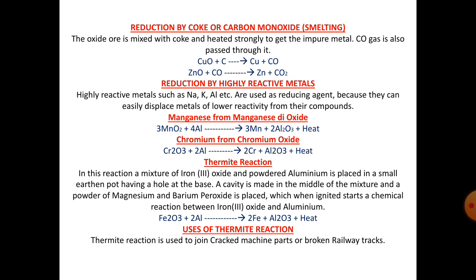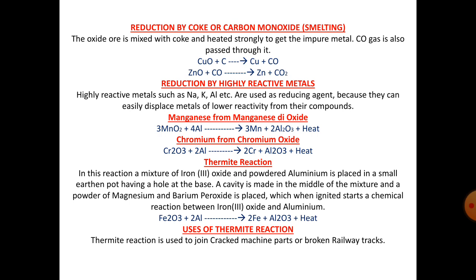Now instead of coke, we can also use carbon monoxide gas to reduce the metal oxides to metal. Some examples have been shown, like CuO plus C gives you Cu plus CO. Zinc oxide plus carbon monoxide gives you zinc plus CO2. Now any reaction can be asked in the exam. It can be Fe2O3 plus C. What will it be? Fe plus CO, you write it. If it is Fe2O3 plus CO, you write Fe plus CO2. So just take care of that. If there is only carbon, it becomes carbon monoxide. If carbon monoxide is given, it will become carbon dioxide.